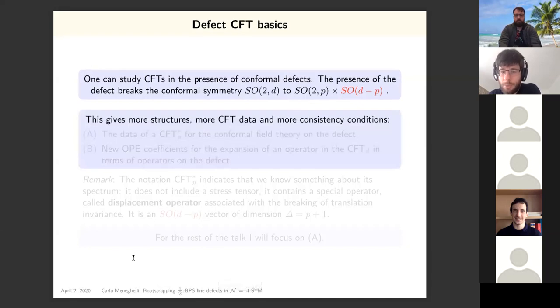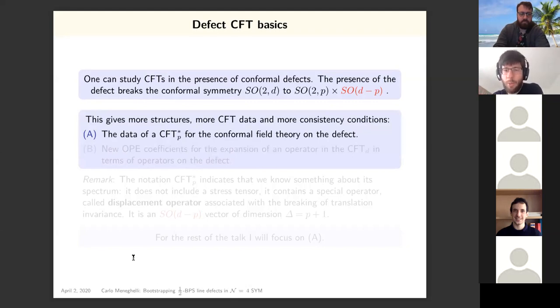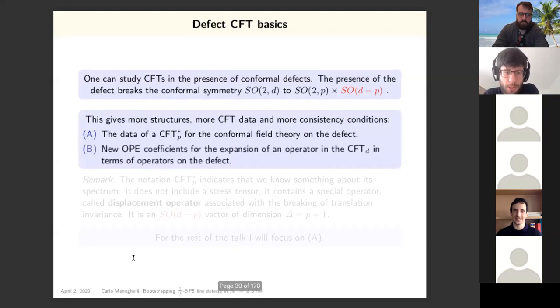And there are two types of data. One part is the data of the CFT living on the defect, A. I put a star there that I will explain in a second, but essentially we could ignore the bulk and just live on the defect, and there is a CFT there, with a star that I will explain. But we also have new OPE coefficients for the expansion of an operator in the bulk in terms of operators on the defect, the so-called bulk-to-defect OPE.